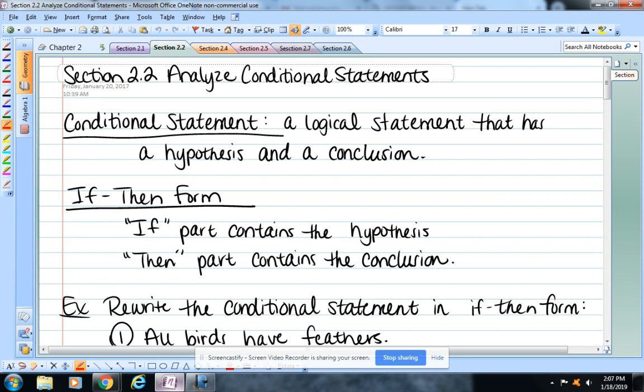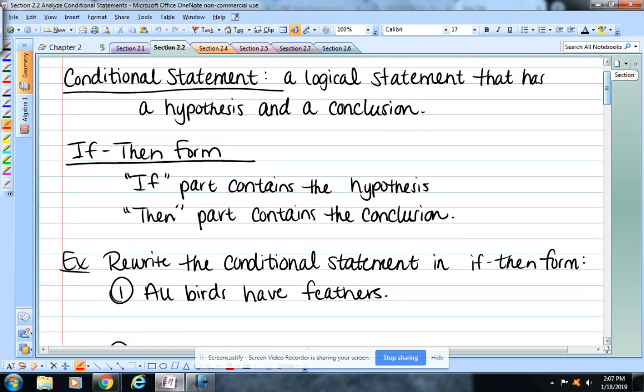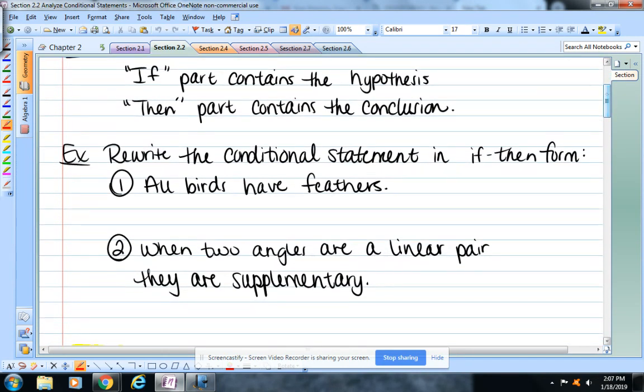The if part of a statement is talking about the hypothesis, what you think is going to happen. What comes after the word then is called the conclusion. So we can take a statement and change it into if-then form. They just give me a statement: all birds have feathers. There's no if and there's no then. So we're going to practice taking this and writing it into a statement that has an if part and a then part, a specific hypothesis and a conclusion.